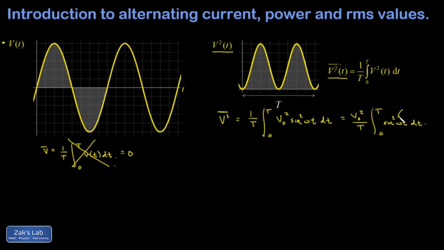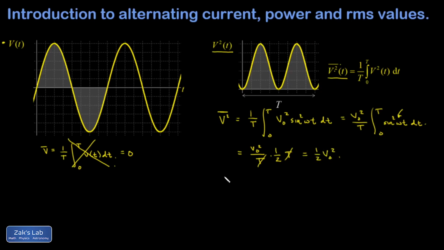You could relate this omega to the period if you like. It's 2 pi divided by the period. And again, you would have to use the trig identity to integrate this thing, but this is the same exact integral that we just did, and we found out that it's equal to 1/2 T. So I get V naught squared over T times 1/2 T. The T's cancel, and I end up with 1/2 V naught squared.